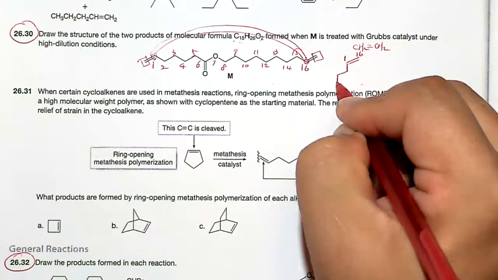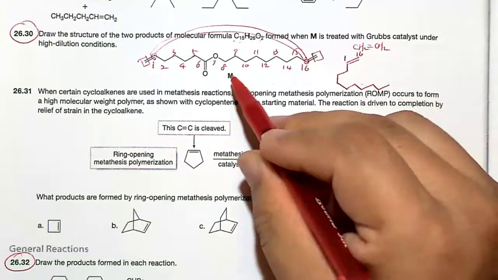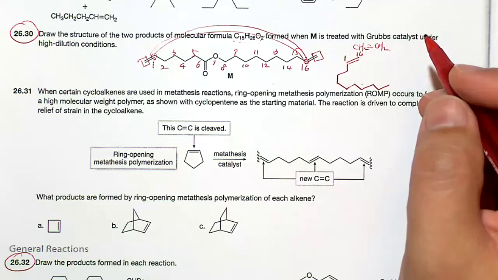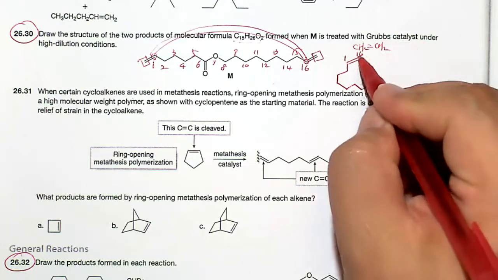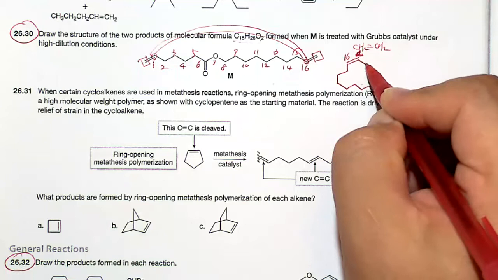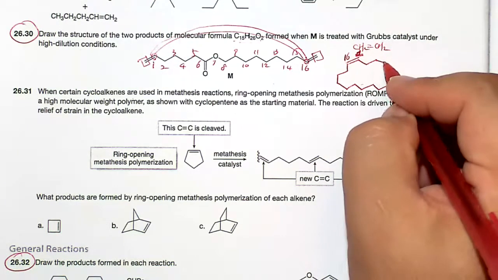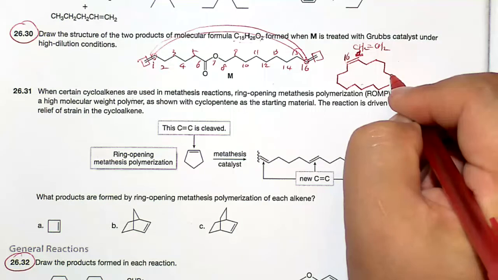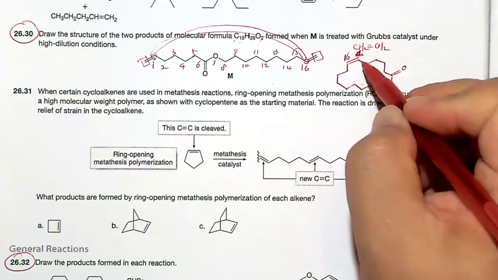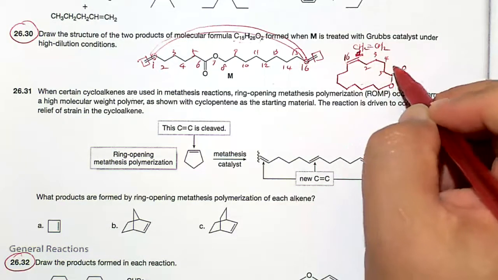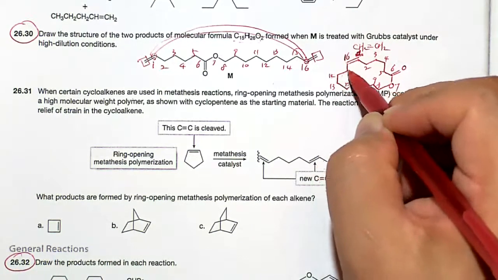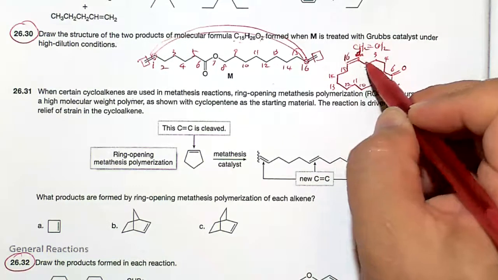1, 2, 3, 4, 5, 6, 7, 8, 9, 10. Not 10. Okay, let's do, this is number 1. That's 16. 1, 2, 3, 4, 5, 6. Number 6 has ketone. Number 7 is oxygen. So 1, 2, 3, 4, 5, 6, 7, 8, 9, 10, 11, 12, 13, 14, 15. And number 1 carbon and number 16 has double bond.